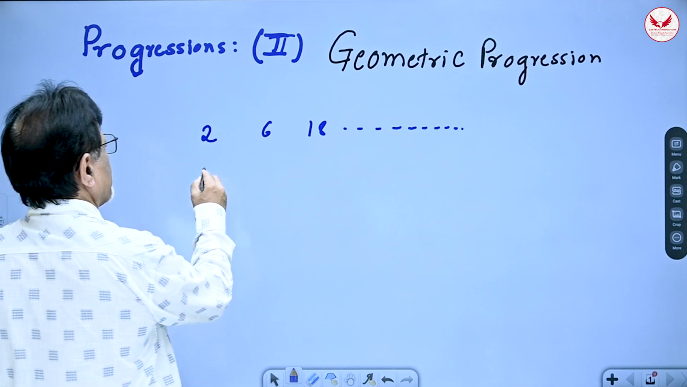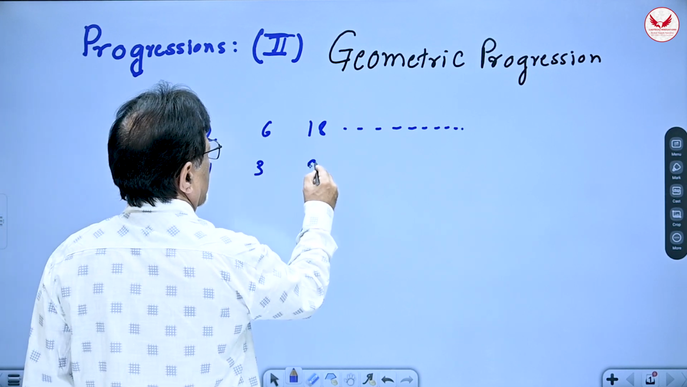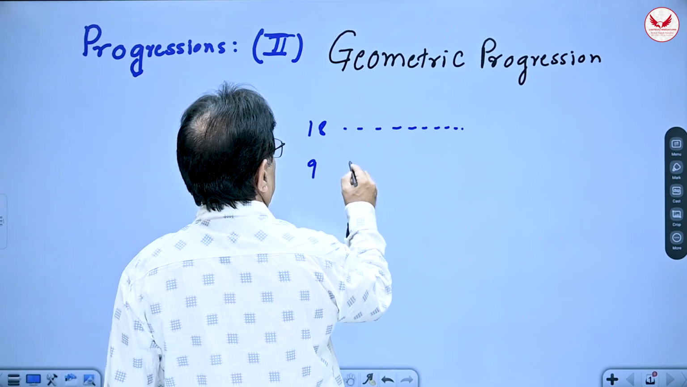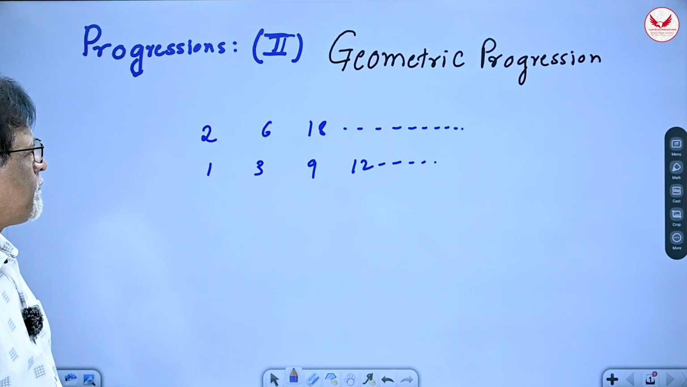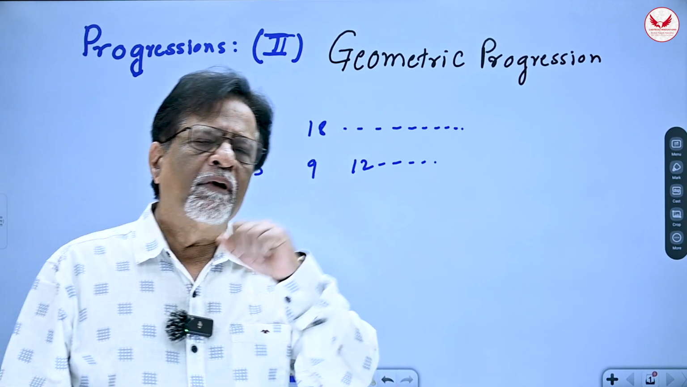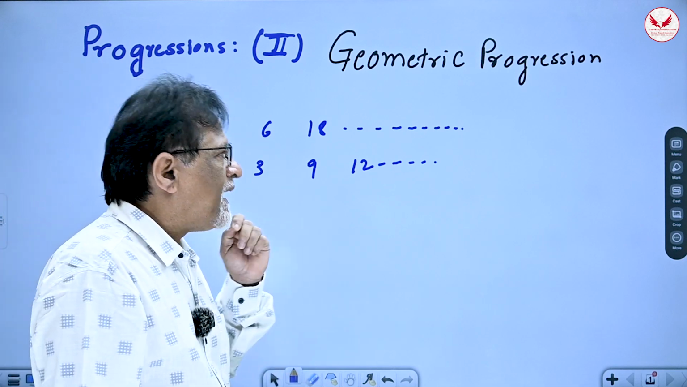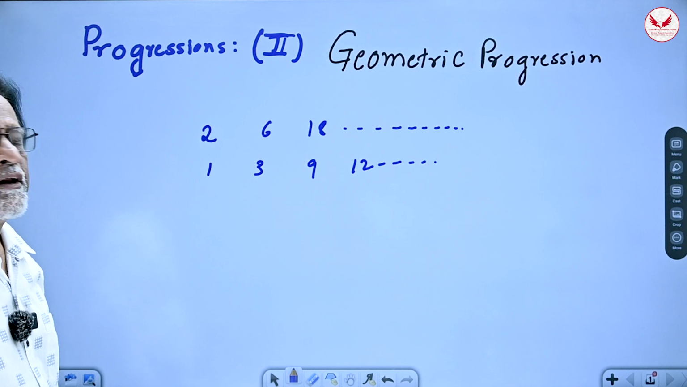So for example, if I start with 1 multiplied by 3, then multiplied by 3 will be what? 9. Then multiplied by 3 will be what? 27, and so on. So this kind of sequence which is generated by starting with any number you like and multiplying it by the same number again and again, that will be called a geometric progression.